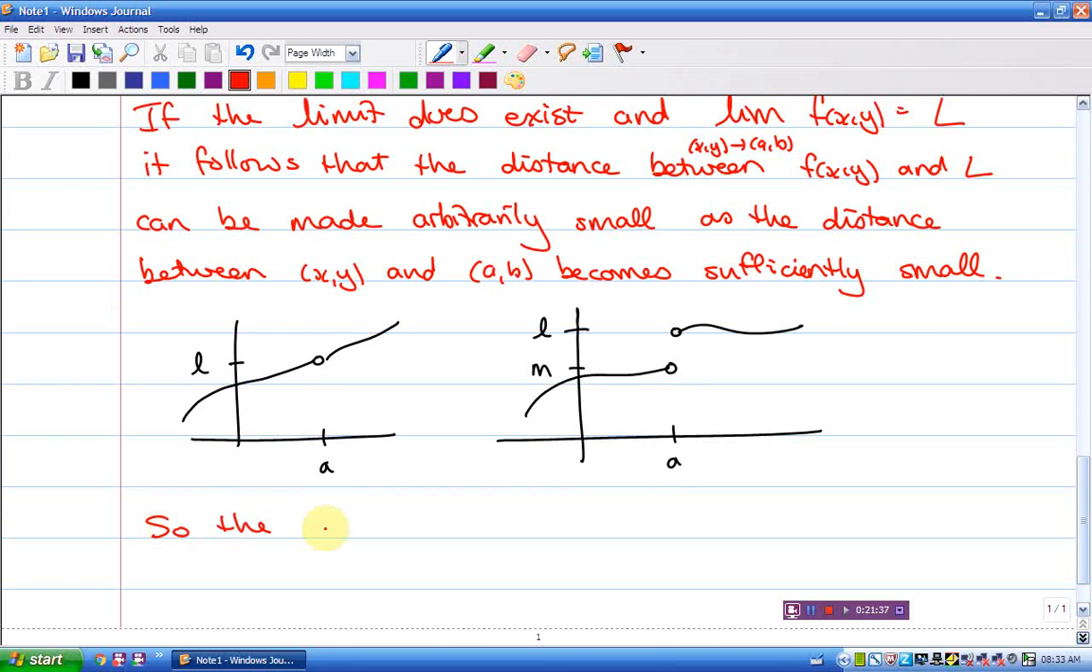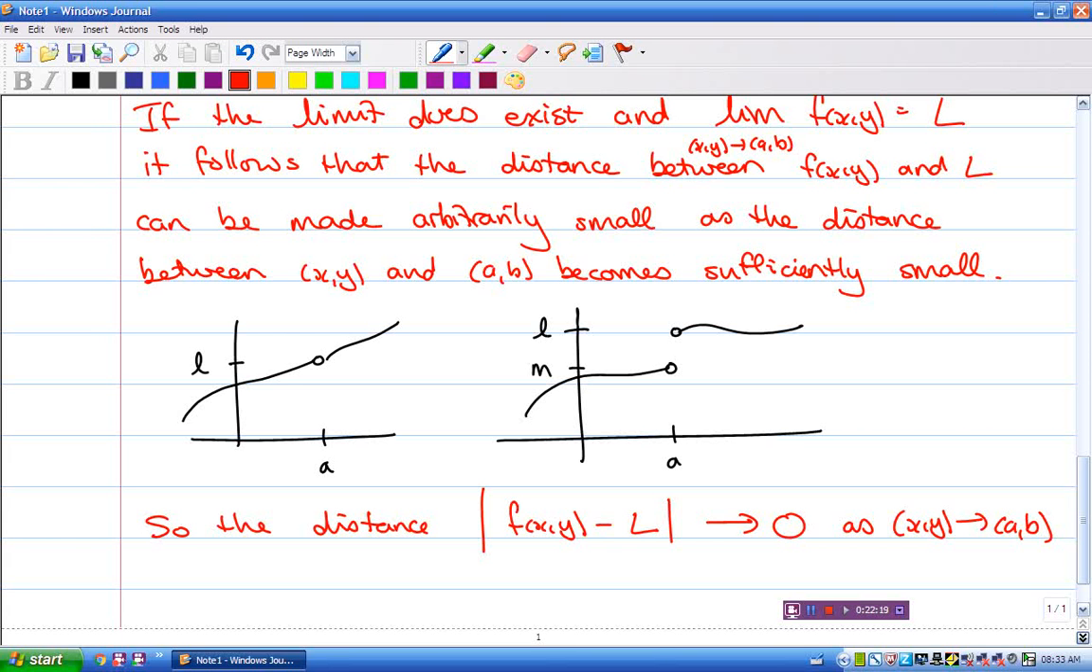So the distance, the modulus of f of xy minus L, tends to 0 as xy tends to AB. That's me writing in symbols what I said in words. Whenever you take the modulus of something minus something, what you're talking about is the distance between those two somethings. So the modulus of f minus L is the distance between f and L, and we can make that distance arbitrarily small by simply choosing xy sufficiently close to AB.